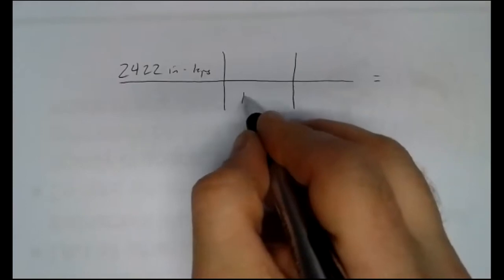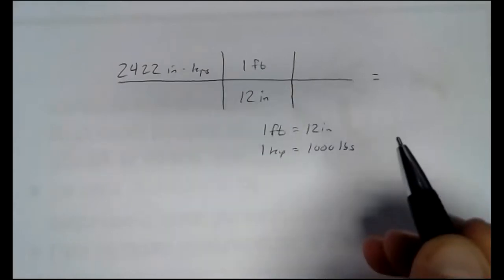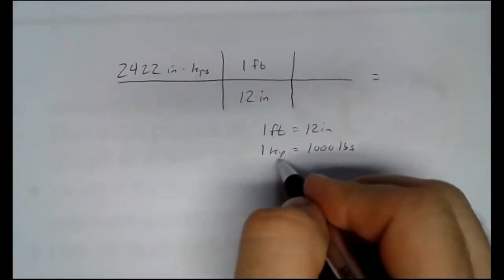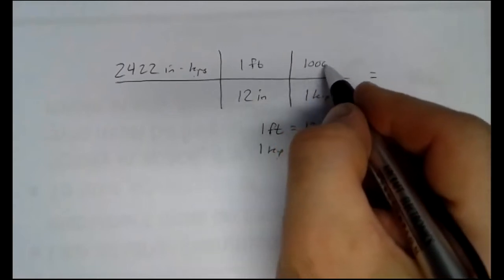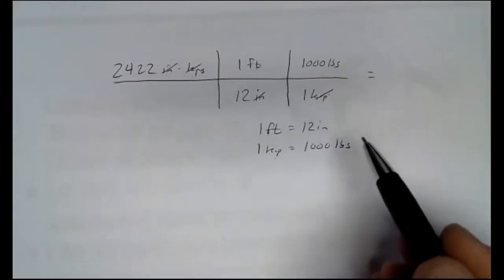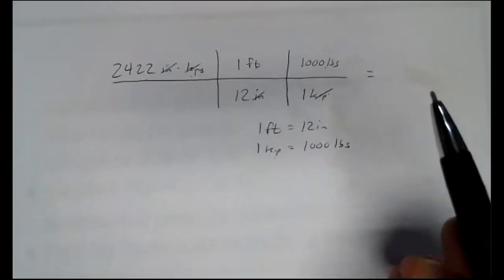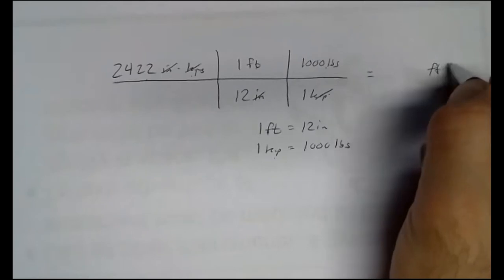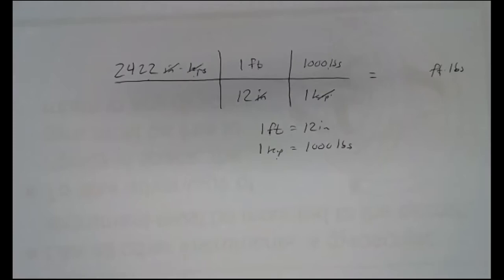So since we've got inches in the top, we'd have to divide the inches out. So we'd have 1 foot to 12 inches. We've got kips in the top, so we've got to put the kip side here in the bottom. That would be 1 kip, and that would put 1,000 pounds here. If we've got it set up right, the units we want to get rid of will go away, and the units we want will appear, foot-pounds. So we're going to multiply 2422 by 1,000 and divide it by 12, and that'll give us our answer in foot-pounds. And I'll leave the calculation to the solutions, but that's the setup for it.